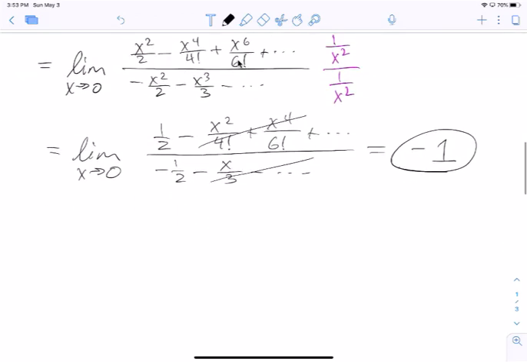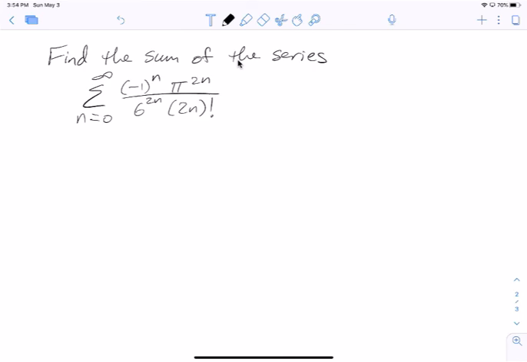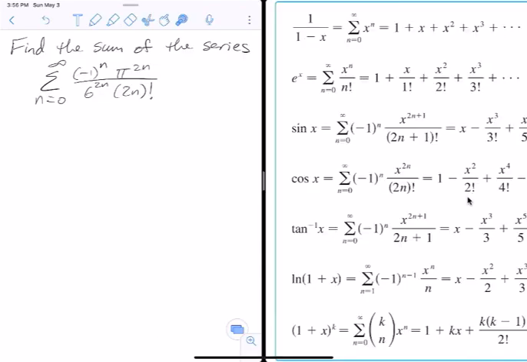Next, we're going to see a slightly different view of table 1. We were asked to find the sum of the series. The sum as n goes from 1 to infinity of negative 1 to the n over pi to the 2n all over 6 to the 2n times 2n factorial. What we want to do is look at table 1 and see if we can match anything up. Looking at table 1, I can see that we have x to the 2n over 2n factorial as a description for the cosine of x.